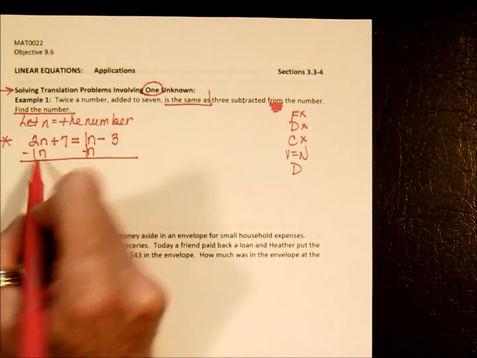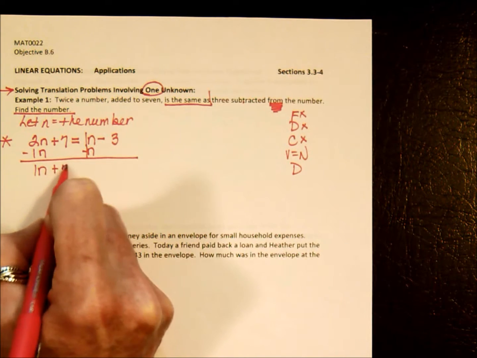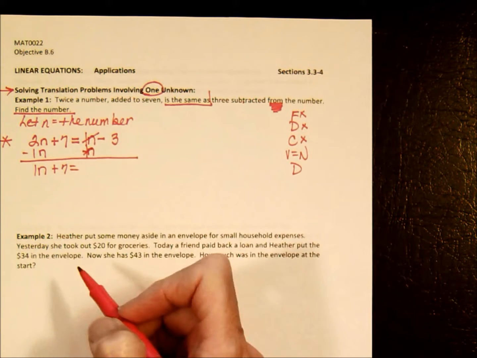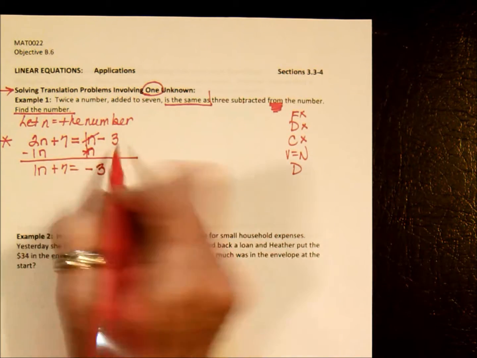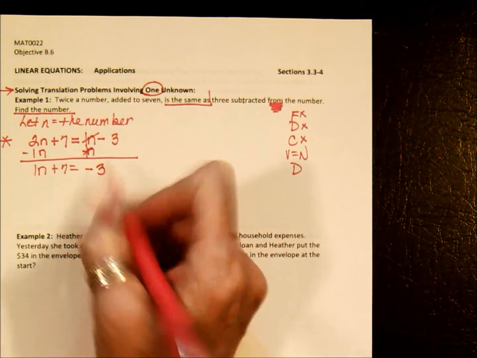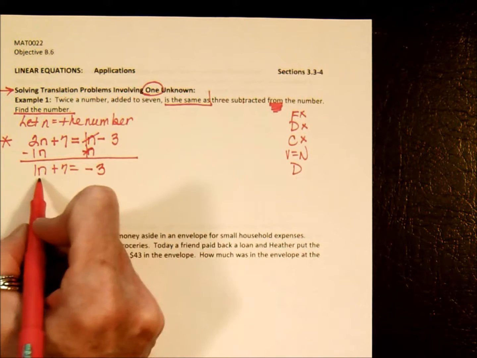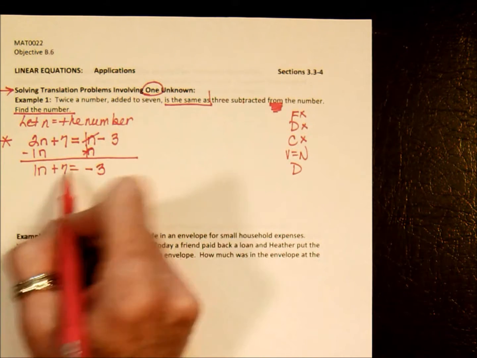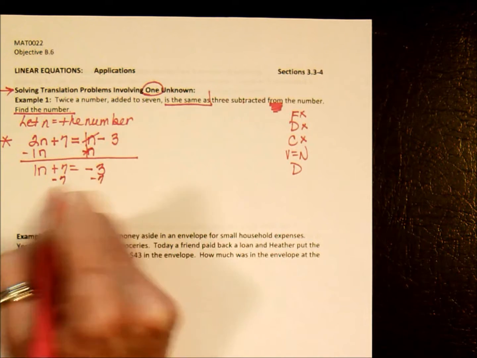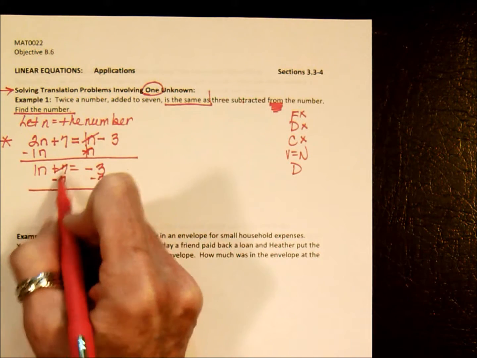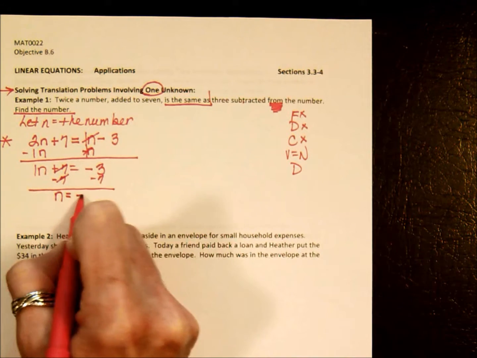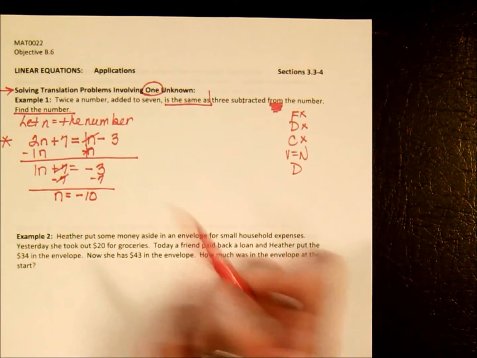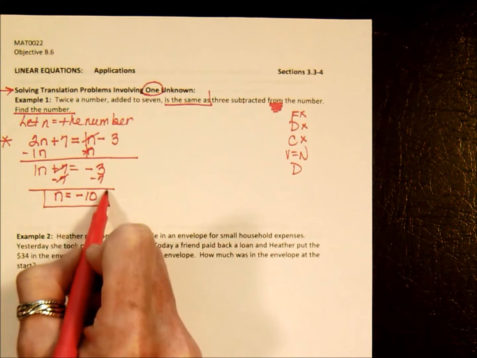2n, take away 1n, is 1n plus 7. That zeroes out, 1n minus 1n, and we still have a negative 3. Don't forget that negative sign. Don't accidentally drop it. Now I have my variables on the left, so I need my numbers on the right, and I'm going to move them by subtracting a 7. That makes a 0. 1n is just n, and I have negative 10 when I combine those. And we have solved our equation.